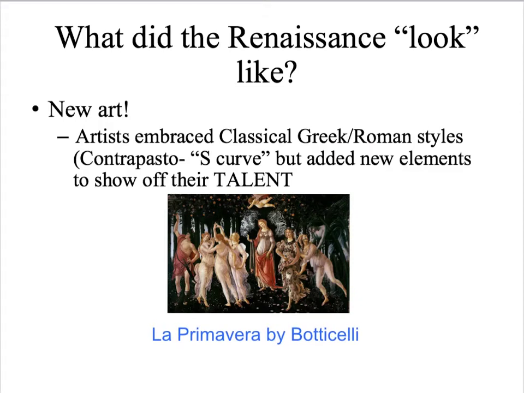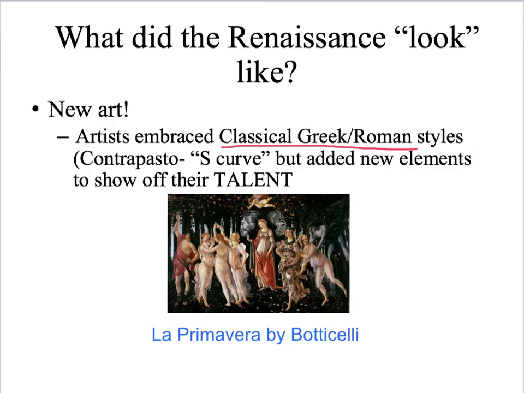What did the Renaissance look like? How would you know that you were in the Renaissance if you were dropped off in a time machine? Basically, you're looking at a couple of things. The first thing that we're looking at here is that you have new art and new literature and new paintings, but a majority of this new style, in quotes, is really the old style that is coming back into fashion. And by old style, I mean classical Greek and Roman elements.